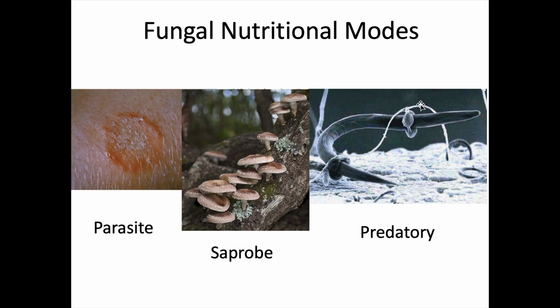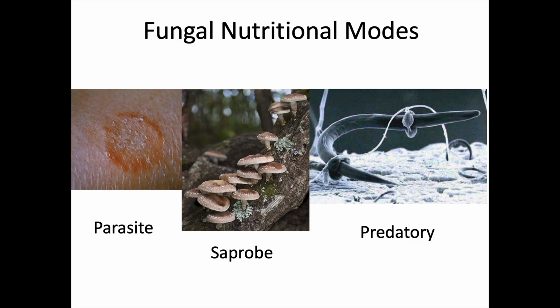So here's a fungal filament wrapping itself around a nematode roundworm. We'll talk about nematode roundworms when we get to our chapter on animals and invertebrates. But yeah, it's attacking its prey. It's predatory. So again, all of these nutritional modes, as I'm labeling them, they're all types of heterotrophy.